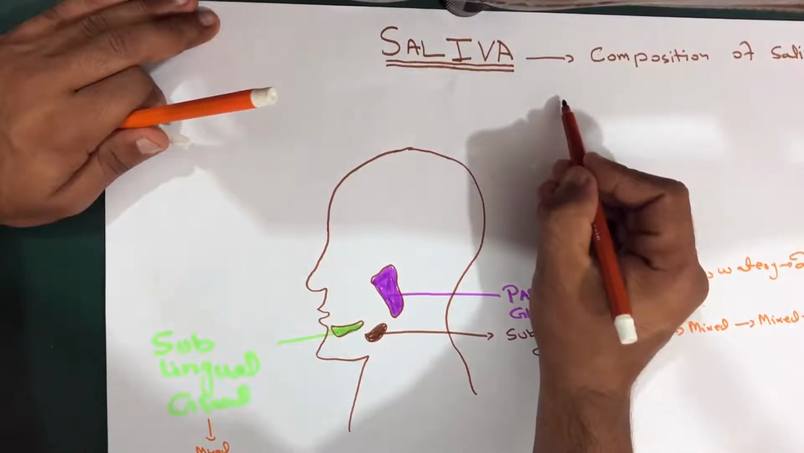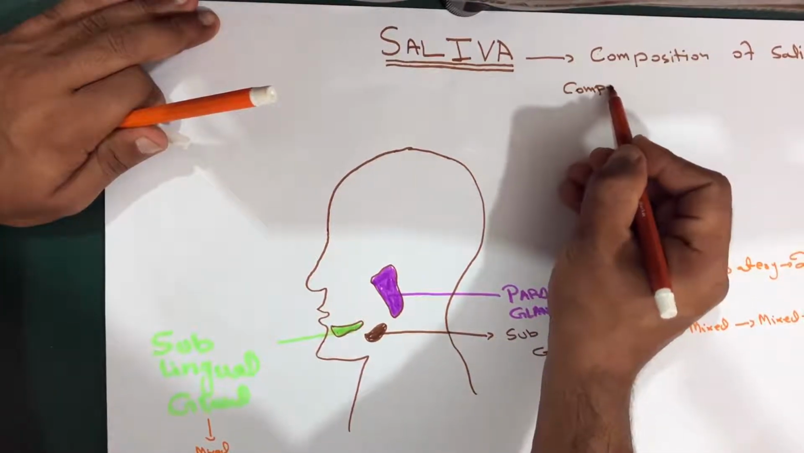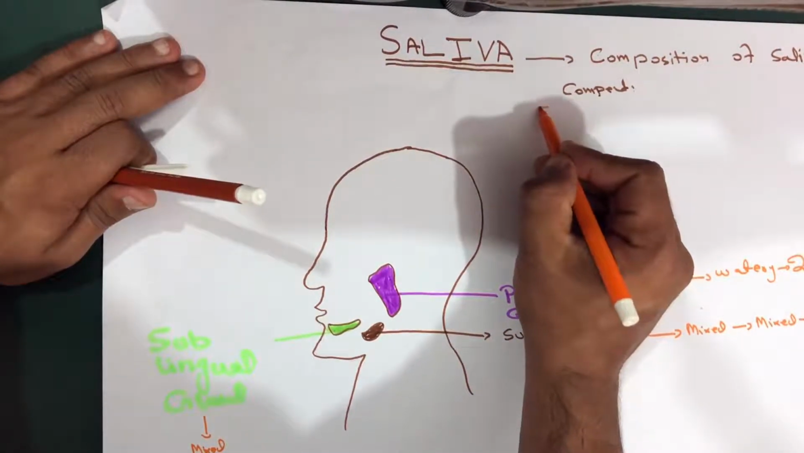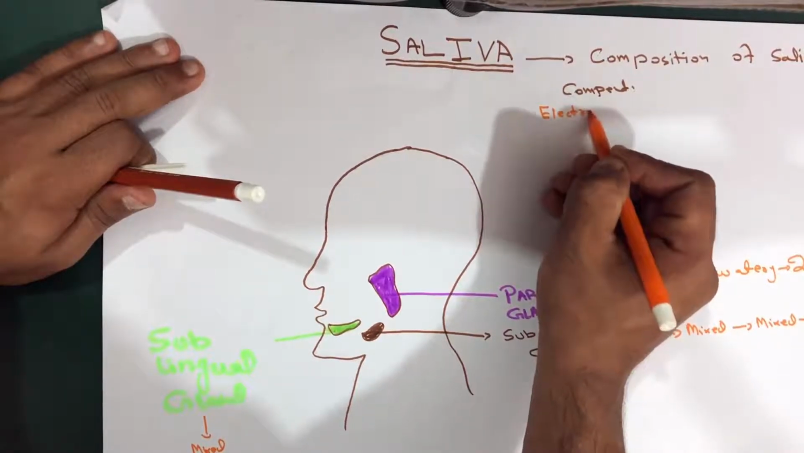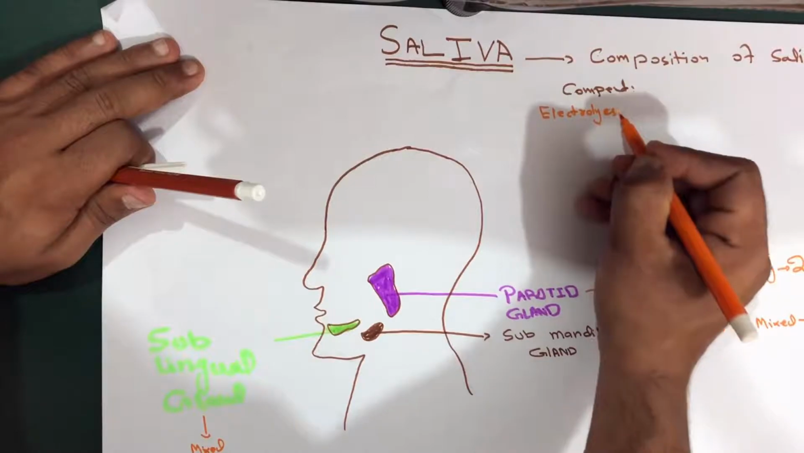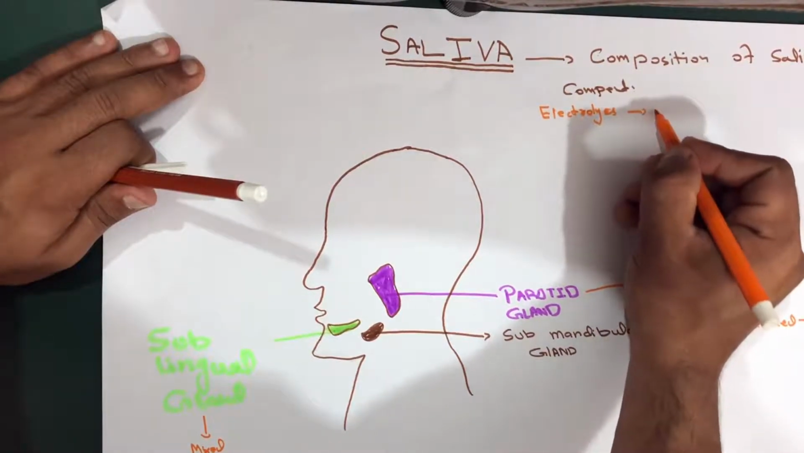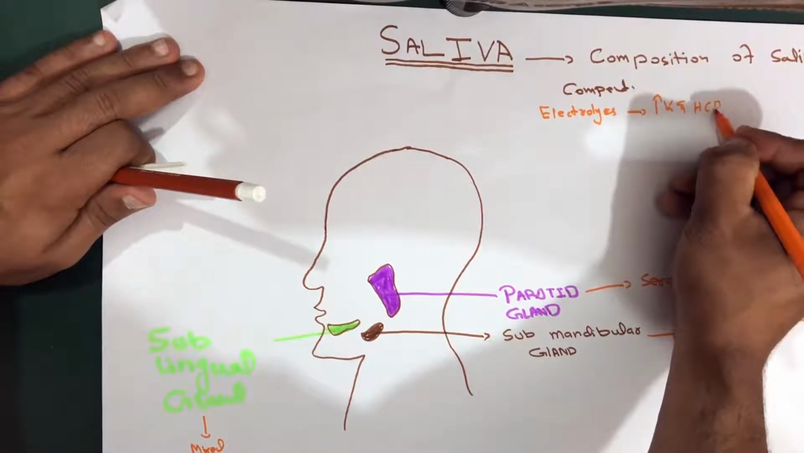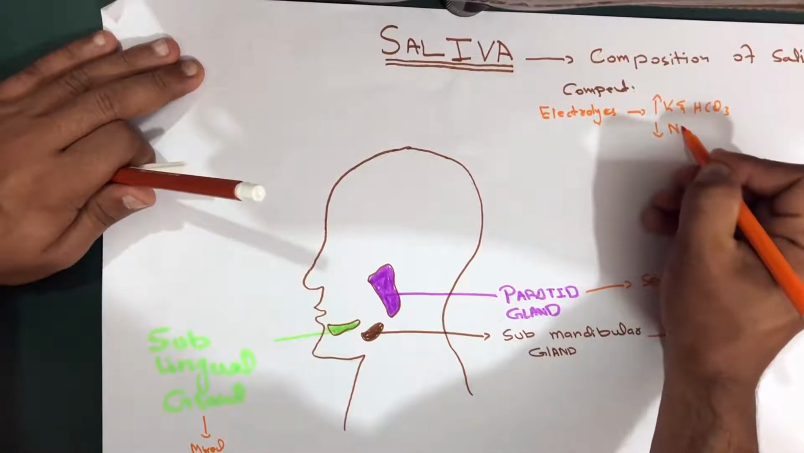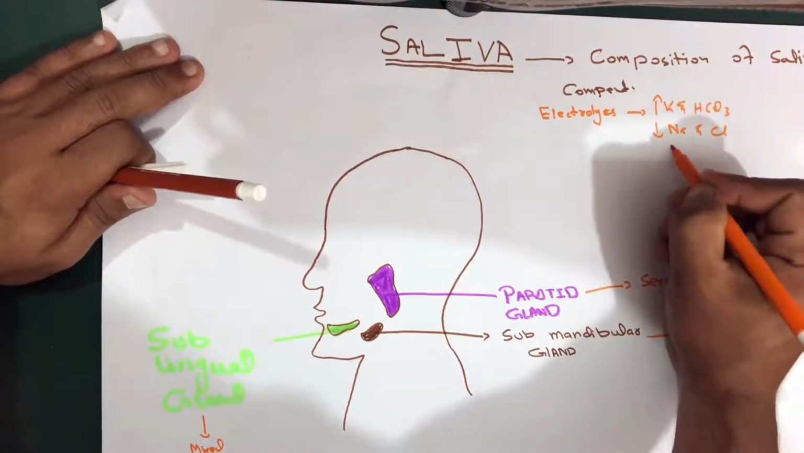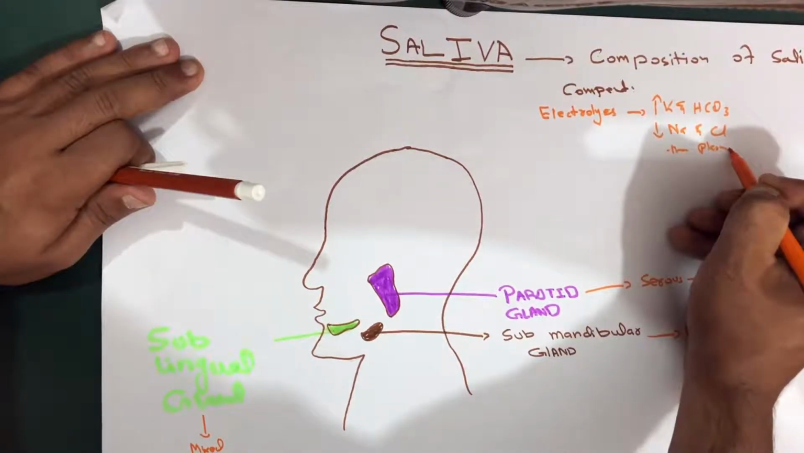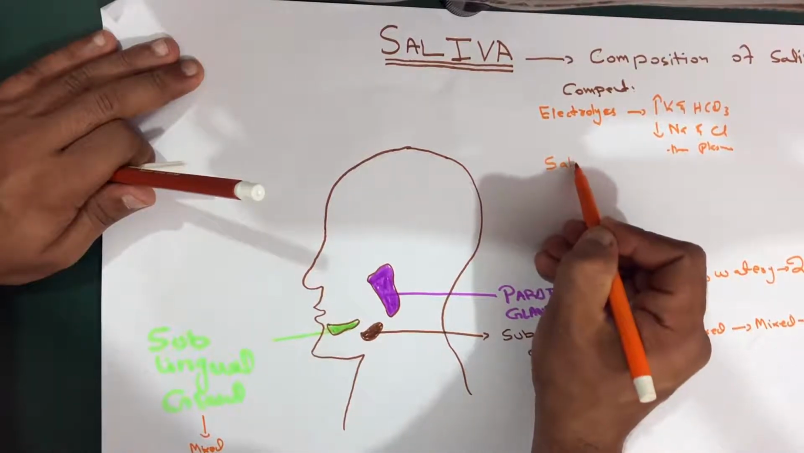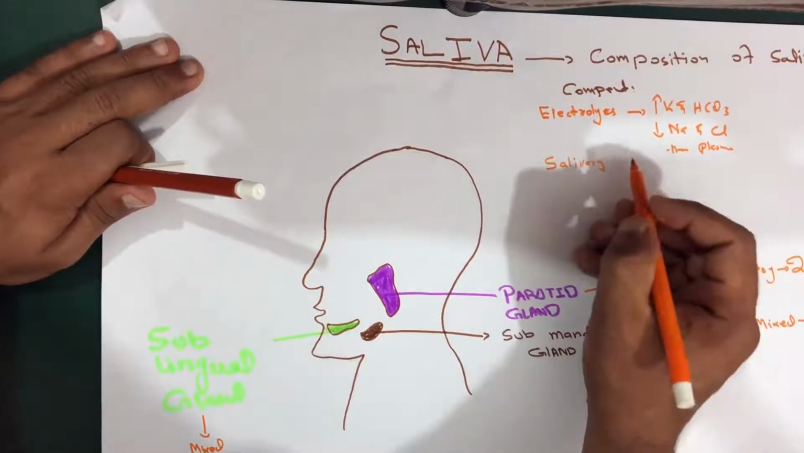First we'll be talking about the components of the saliva. What are the things which are found in saliva? The first one is the electrolytes, and those electrolytes are actually higher in potassium and bicarbonate and lower in sodium and chlorine compared to the plasma. The other thing we have is the salivary alpha amylase.